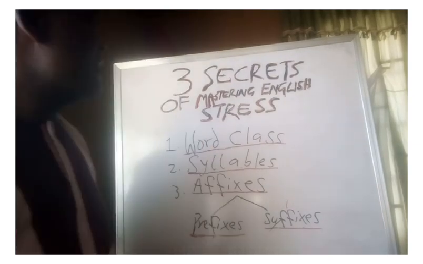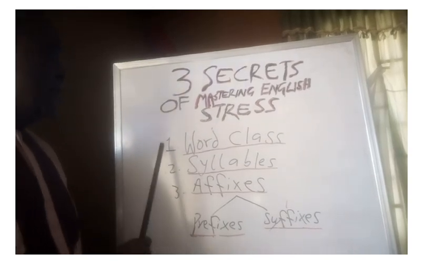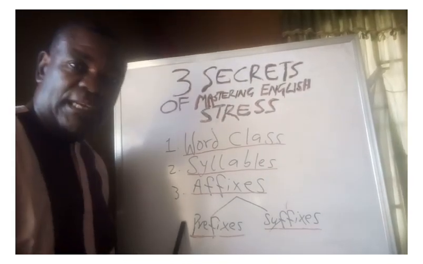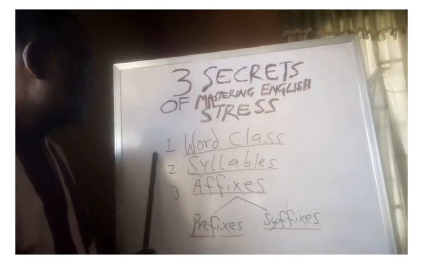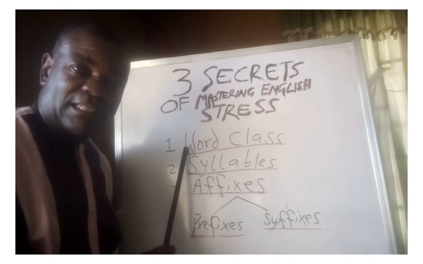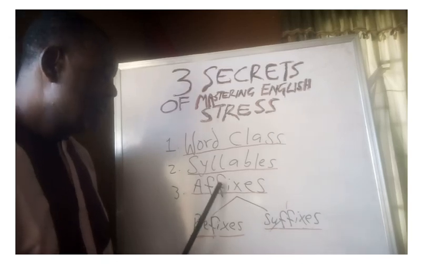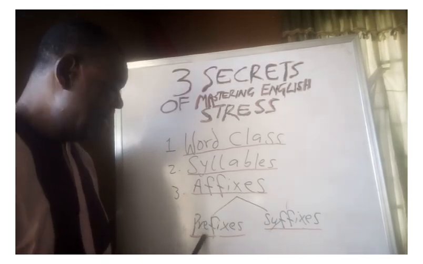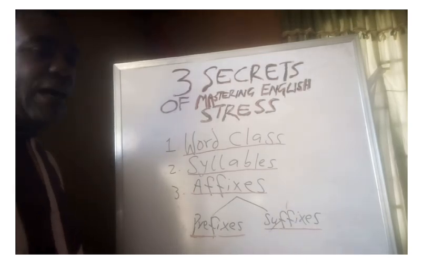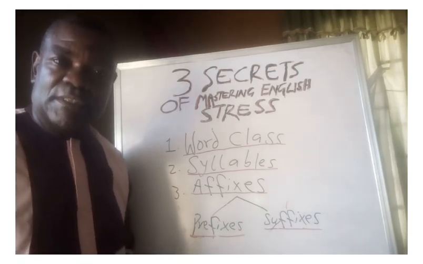So let's get started with today's video, 3 secrets of mastering English stress. And we have 3 basic factors that determine stress in the English language. The first is word class, which in traditional grammatical theory is called parts of speech. Then the second is syllables. The third is affixes that can be sub-classified as prefixes and suffixes. So we shall be looking at how these determine stress placement in English.